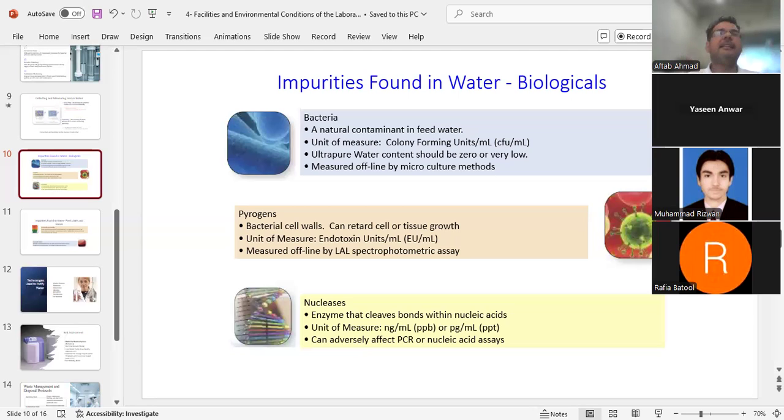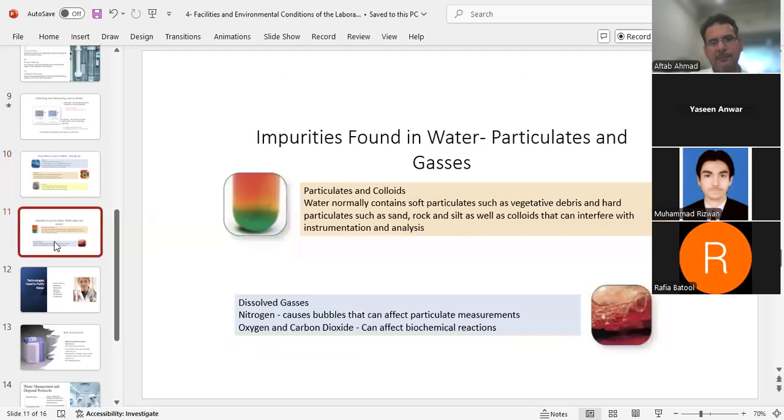So you can imagine, even if we talk about simple water, in the next slide you will learn that these particles could be there, and there could be bacterial, viral, and fungal contamination, and components of cells in the form of pyrogens. The water can also contain different enzymes that can hinder the results. Other impurities that could be found in the water are particulates and colloids. So these particles could also be there.